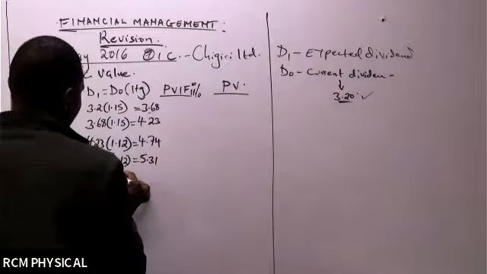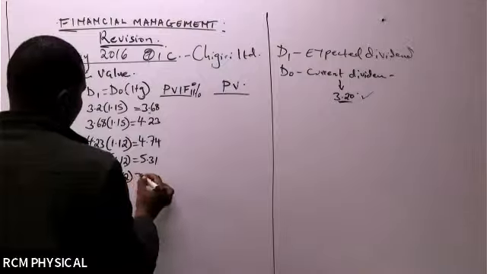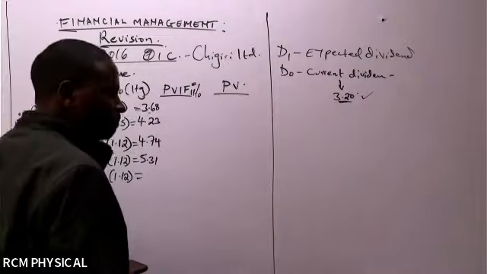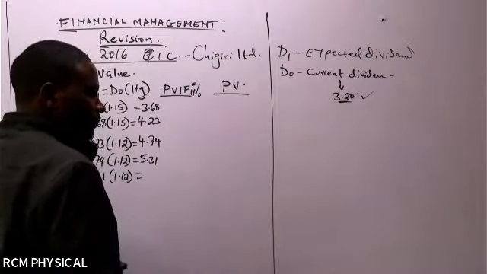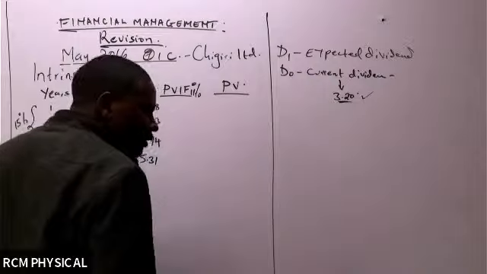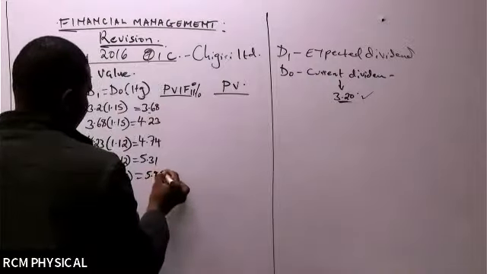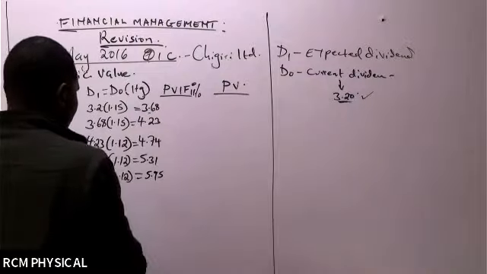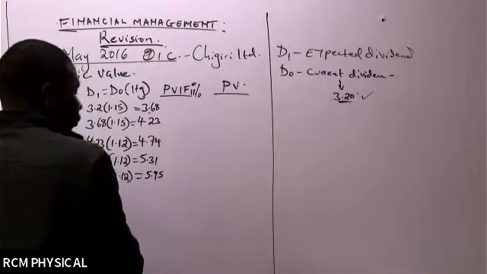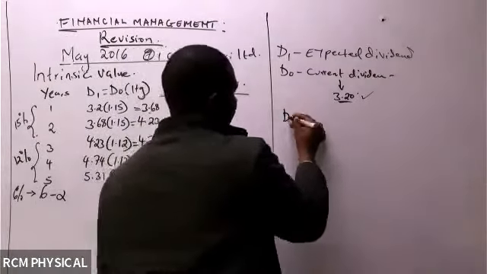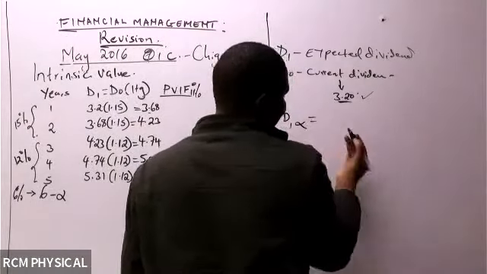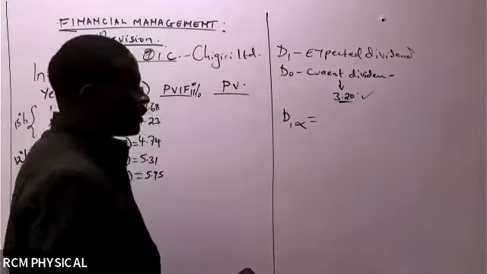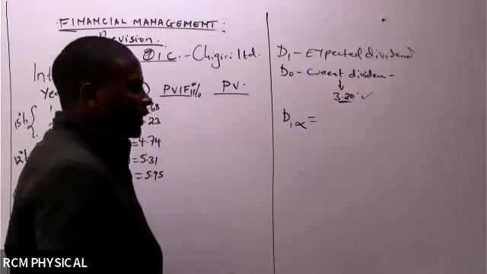5.31 grows at the same rate of 12%. Itakuwa na ngapi mwisho? The second last, it is 5.95. Who can remind me how we get the D1 for infinite? There is a nice formula that we apply to get the D naught or D1 for infinite.